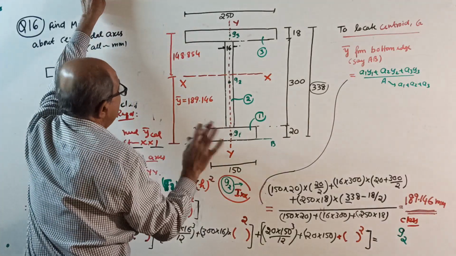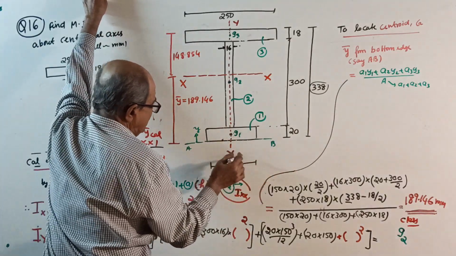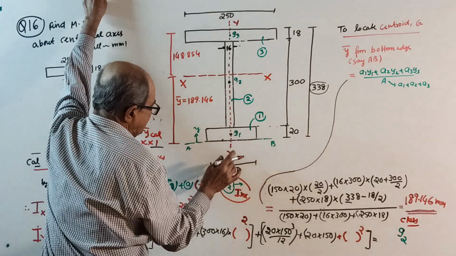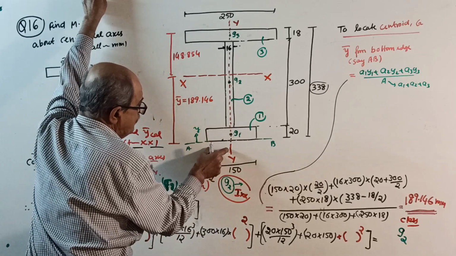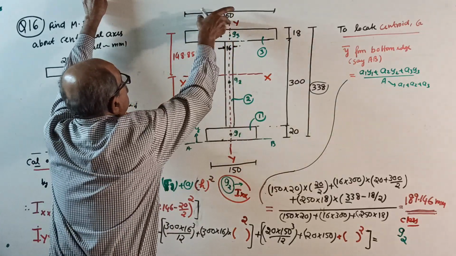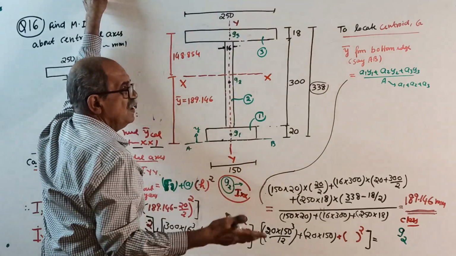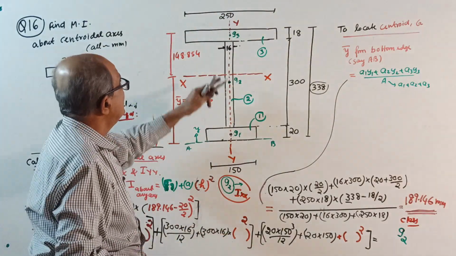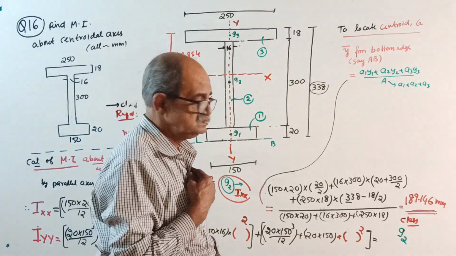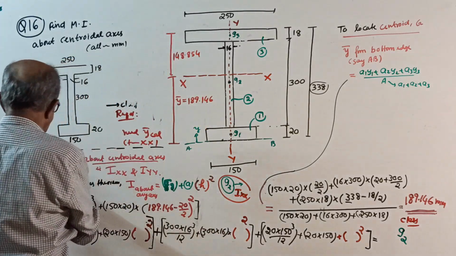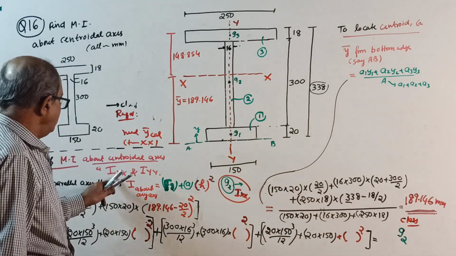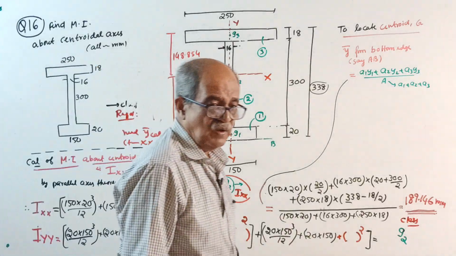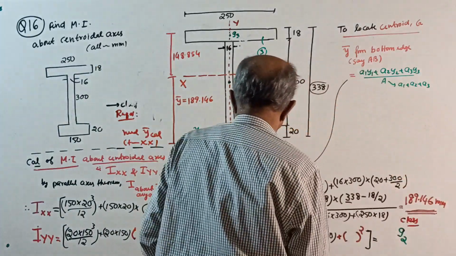You need not write any distances. If you are that eager, it is actually not required. This is YY. You write here 150 by 2, 150 by 2, 250 by 2, 250 by 2. Actually, nobody expects you to solve those things. Write that one. Okay, now, calculation of moment of inertia about the centroidal axes, that is IXX and IYY. Now, I want more space. Okay, I will remove this one now.